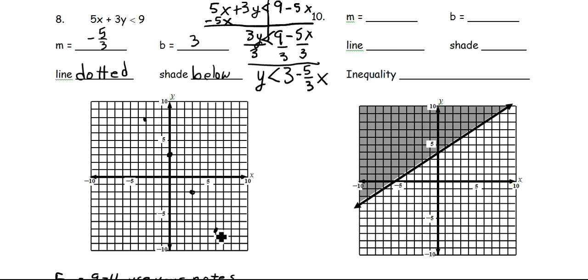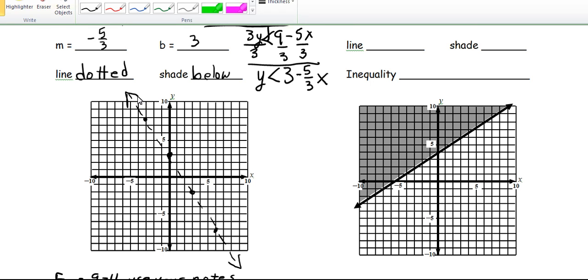And please use a ruler. I don't have a ruler right here. I'm just trying to show you. The ruler will help you when we start having to pick very exact points. Remember, the dotted line means that none of the points that are on the line, no part of the line, can be a solution. So, we're going to shade below.